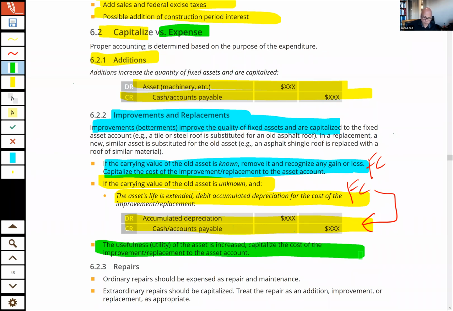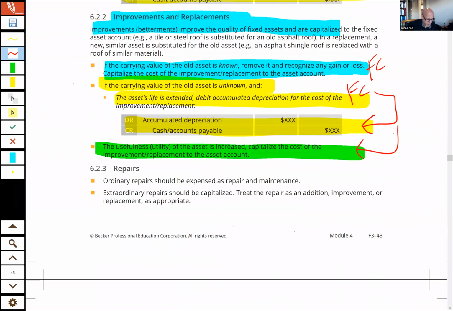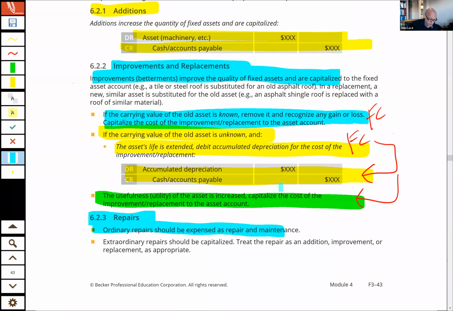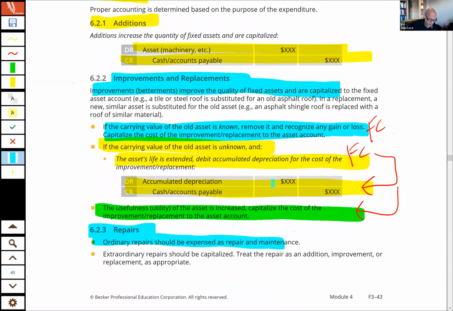Question? Okay, good. Then you come over, and if you have repairs and they are ordinary, you should expense them. So that's why I say you look at this and we say expense versus capitalize. The only thing that's an expense is an ordinary repair. If it's an extraordinary repair, like you overhauled the entire engine or replaced the engine in a vehicle, as opposed to, say, changing the oil, that should be capitalized.